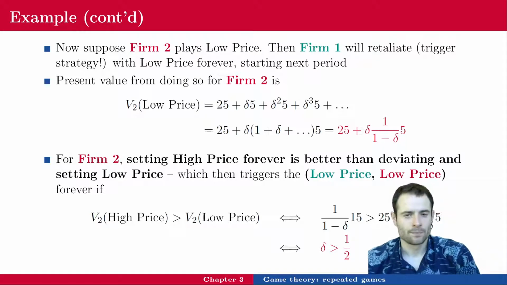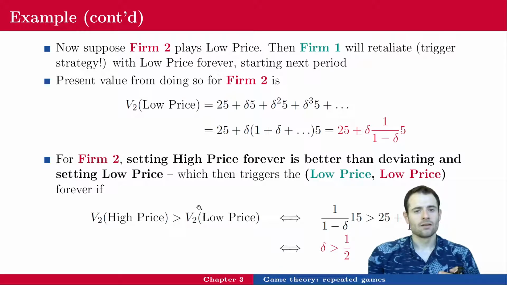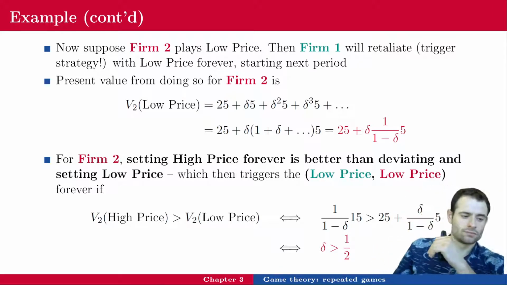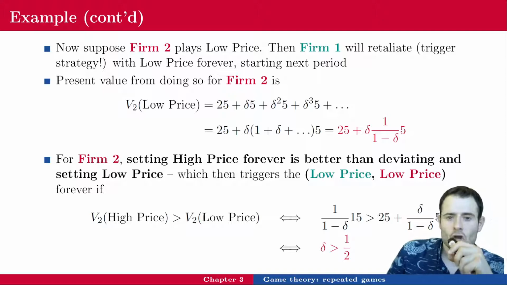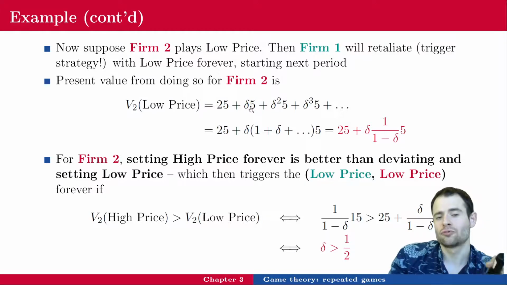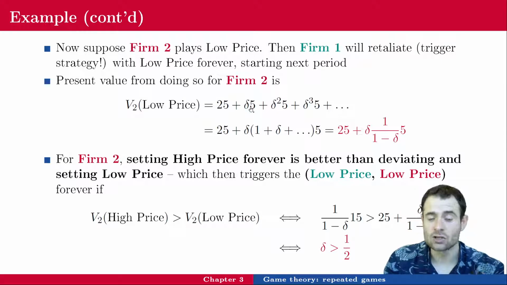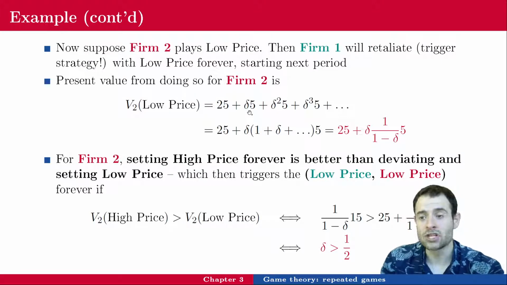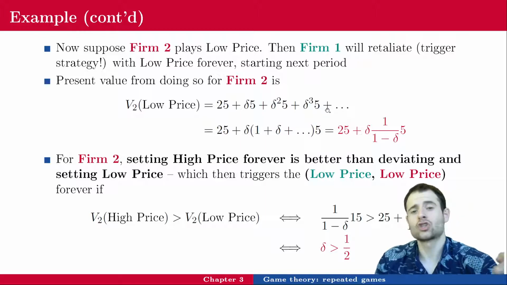Here is the intuition. Delta discounts the future. So the higher the delta, when delta is high, it means that this payoff tomorrow is close to 5. It's not as big, but it is close. Whereas if delta is small, imagine delta is equal to 0. Well, it means that our firm 2 doesn't care about the future at all. Just doesn't care.